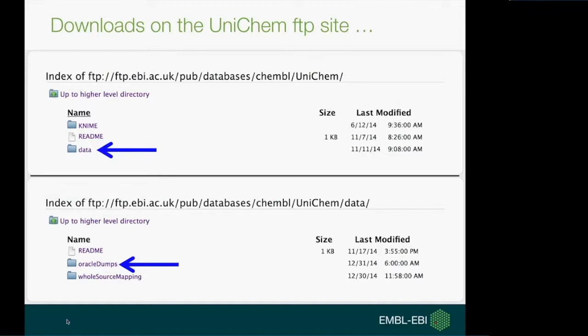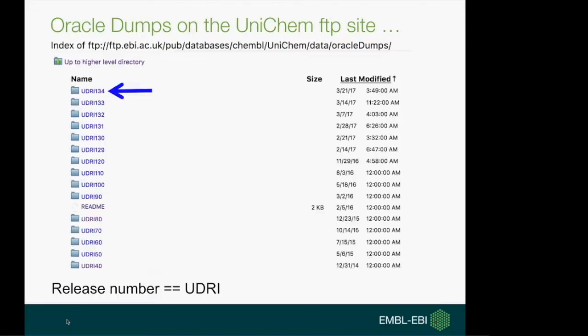The other one, the data section, if you were to go into that directory and look in there, you'll see 2 subdirectories, one called Oracle Dumps and one called Whole Source Mapping. The Oracle Dumps one I'll deal with now and come back to the Whole Source Mapping one. The Oracle Dumps one is badly named, really, because it does contain Oracle Dumps, but it contains other things as well. So I just want to make you aware of that, and I'll show you what it does contain.